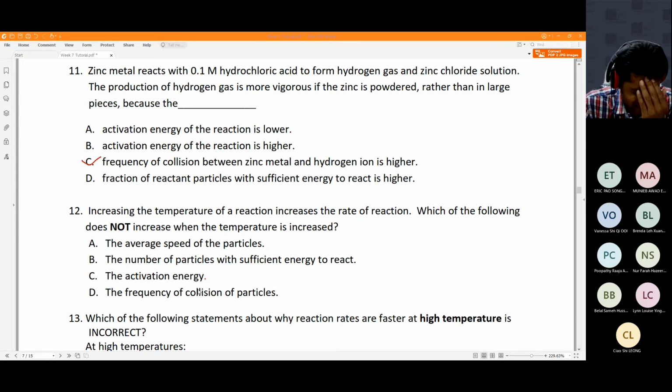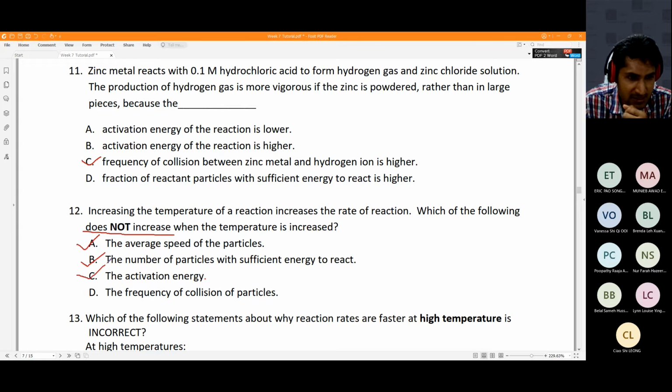Oh, that's why you should read it carefully. I was thinking, why will the average speed of the particles not increase, but it says "does not increase." The average speed of the particles will increase. Yes, this is correct. Number of particles with sufficient energy to react: yes, it will increase. More particles will have sufficient energy to react, because we already saw in the Maxwell-Boltzmann figure.